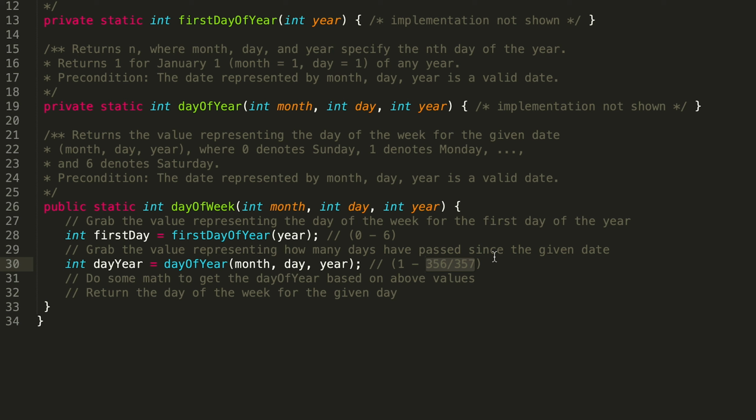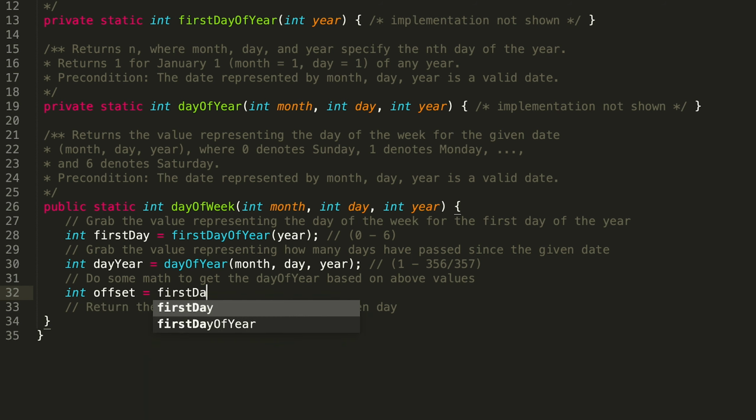It should be taken care of with the math that we're going to be doing later on. As I mentioned before, day of the year is our offset. So we need to know how many days have passed since the first day. And in order to get the day of the week for that day, we're going to want to add these two numbers. Let's go ahead and call it int offset equals first day plus day year.